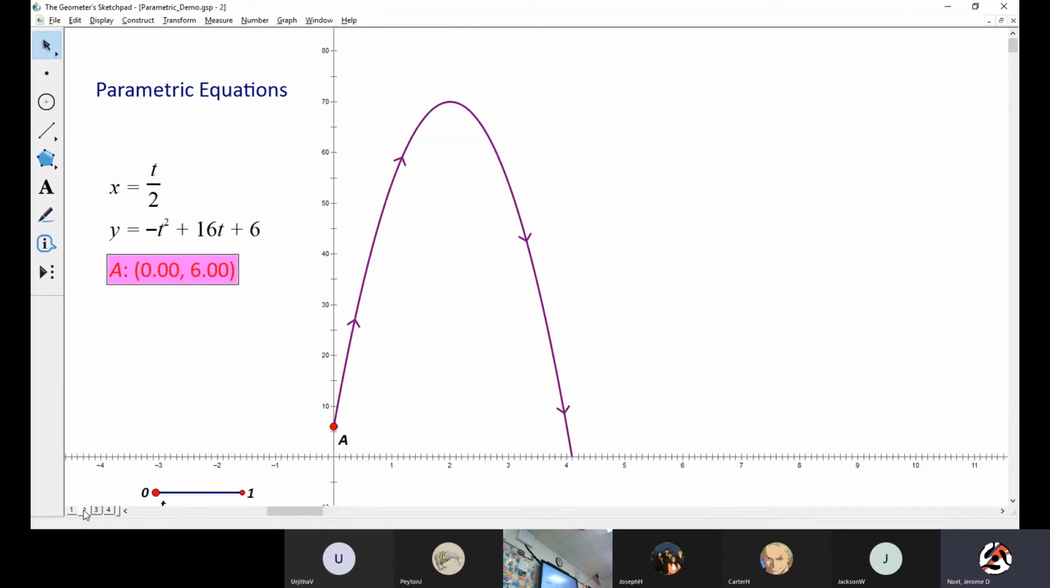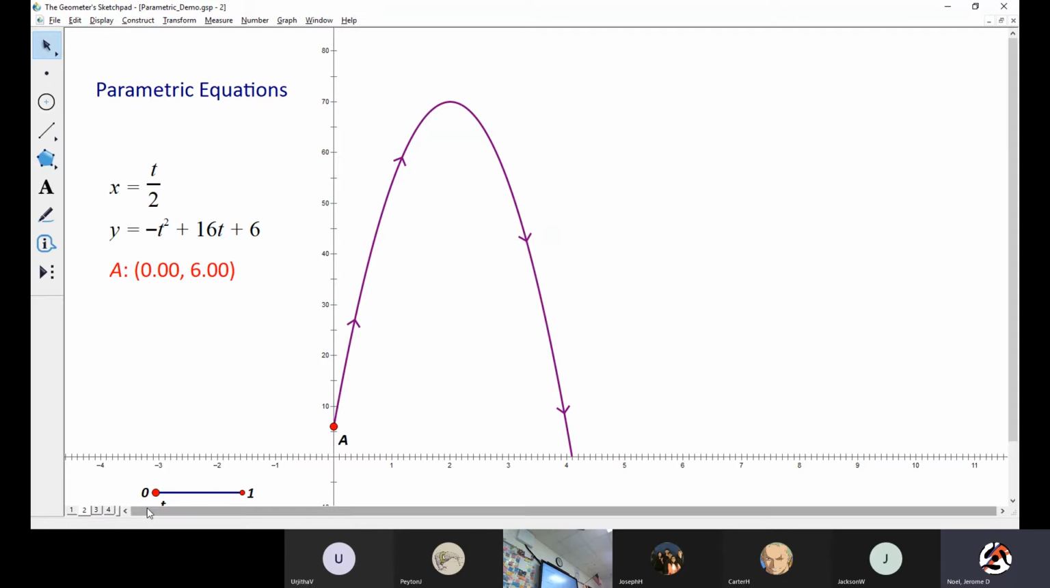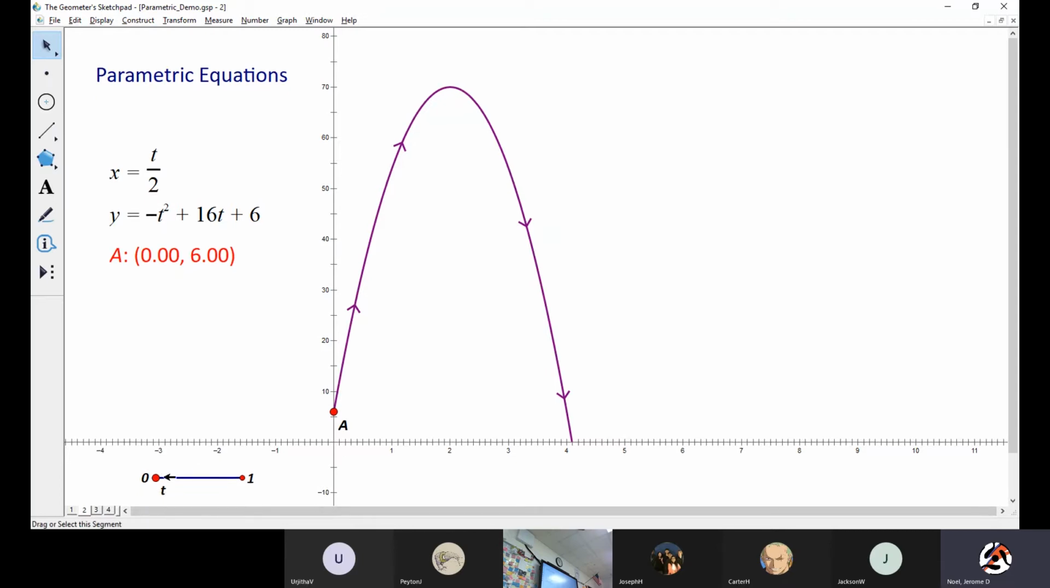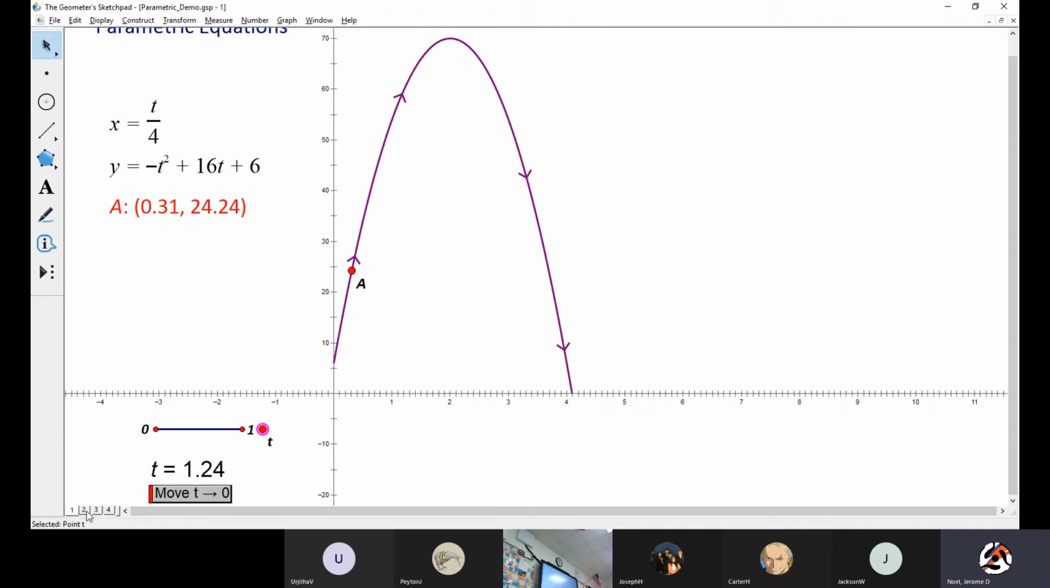All right, now I'm going to do the same thing, but look at what I did for the parameter. Now the parameter, or the x coordinate, is x divided by 2. So watch what happens whenever I move my t. It got wide. But the graph is exactly the same. I have just moved it a little bit.